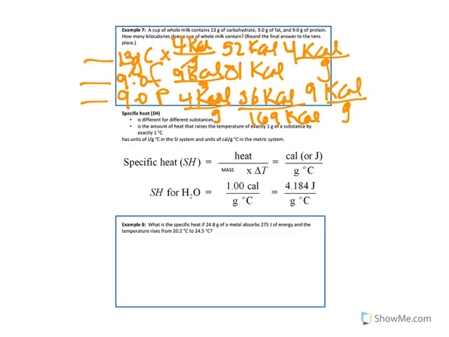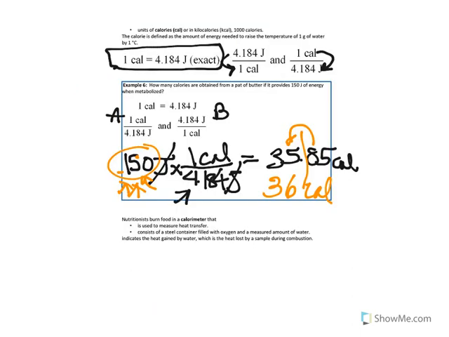Okay. Let's talk about specific heat. Specific heat is specific. It is different for different substances, meaning every substance has its own specific heat. It is the amount of heat that raises the temperature of exactly 1 gram of a substance by exactly 1 degree Celsius. So again, a few minutes ago, we talked about the calorie being the amount of energy necessary to raise the temperature of 1 gram of water by 1 degree Celsius. That is the specific heat of water.